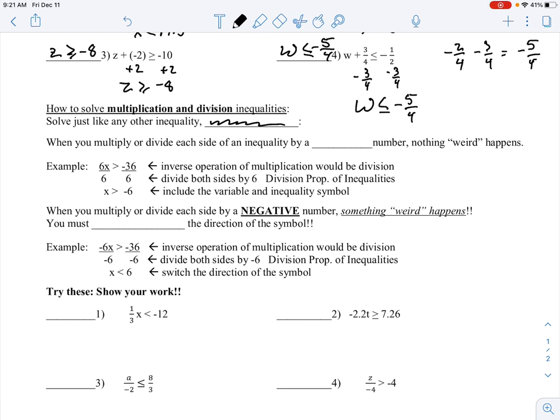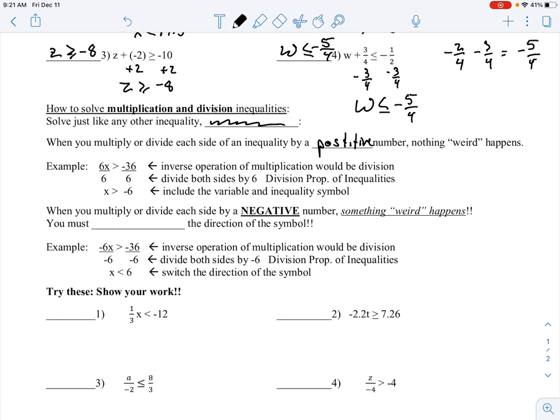The one thing that's different is when we multiply or divide each side of an inequality by a positive number, nothing weird happens. You'll see what weird means when we come to it. Just like before, we would divide by 6, and x is bigger than negative 6.